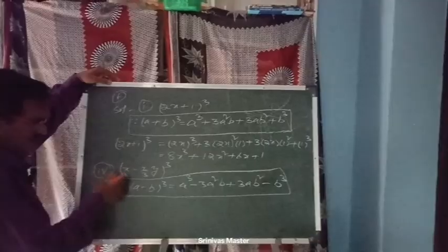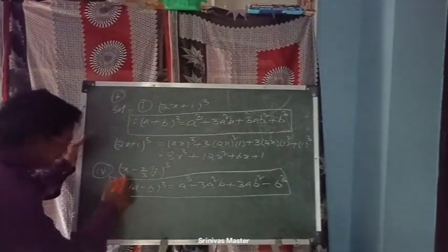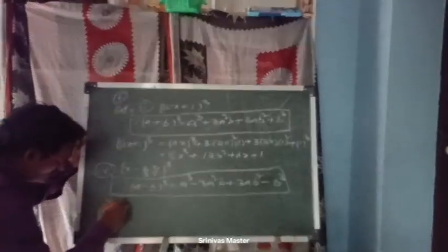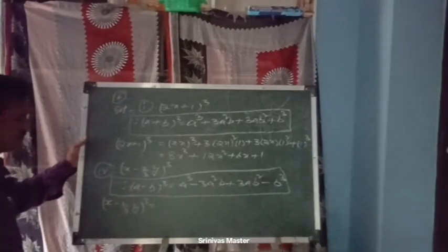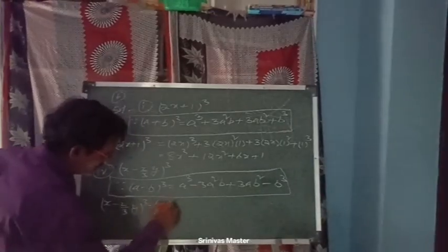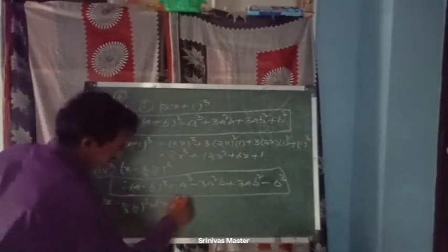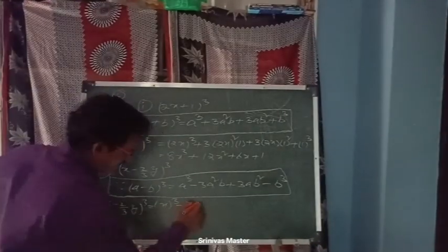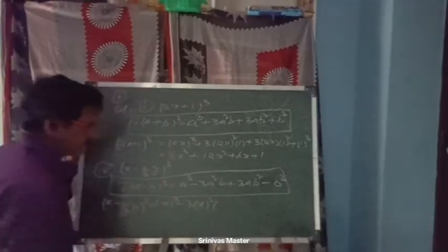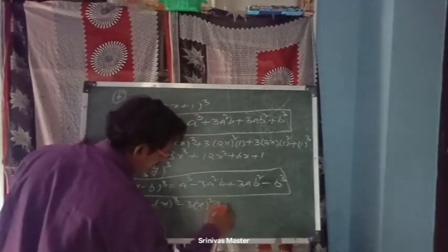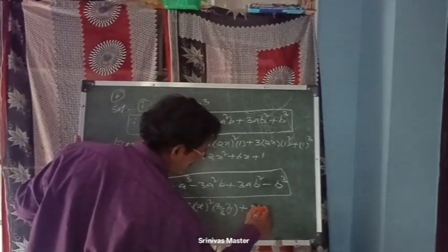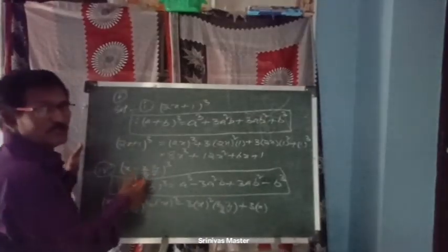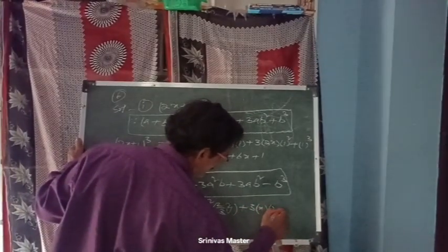In the a place, what is there? X. In the b place, 2 by 3 y. Now take this: x minus 2 by 3 y whole cube equals a cube, which means x whole cube, minus 3a square b, which means 3 into a square, what is the a value? x, that means x whole square, into b, what is the b value? 2 by 3 y, plus 3ab square, plus 3 into a, a is x, no? And b square, what is the b value? 2 by 3 y, 2 by 3 y is b.